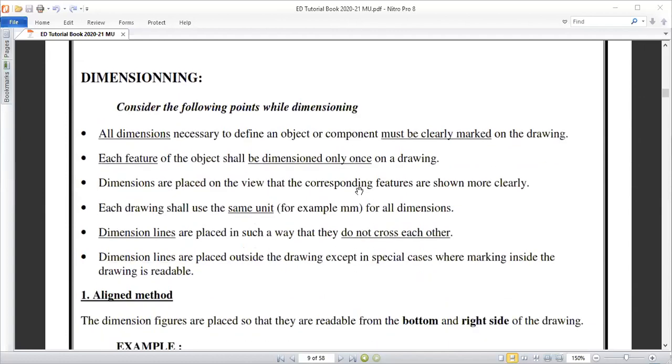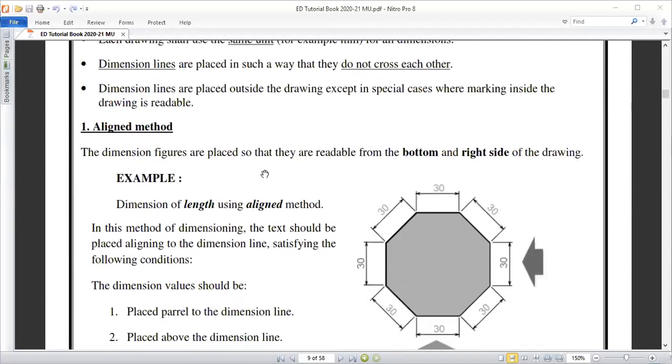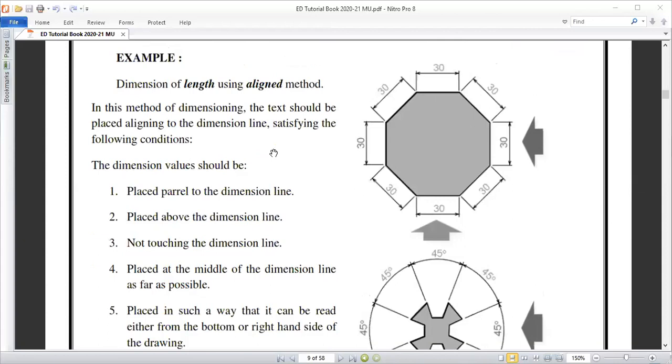Then we have discussed the different dimensioning methods with the help of different examples, like the aligned method and the unidirectional method. So right now we are aware of how to give the dimensions to any drawing we can draw, right? So we have to use either the aligned method or the unidirectional method.